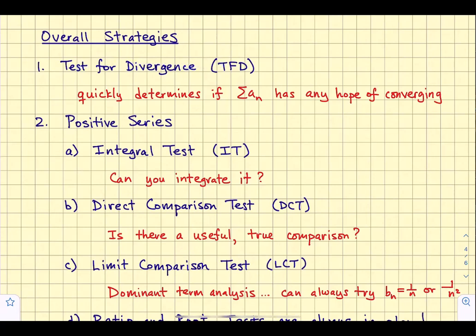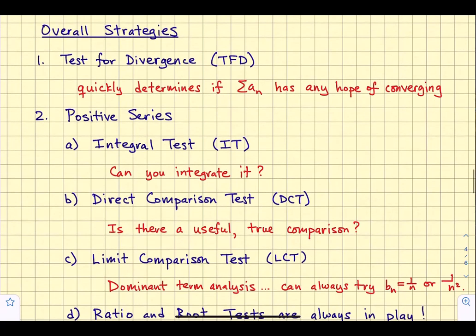So the test for divergence just says that if the nth term does not go to 0, then the sum of the a sub n must diverge. So this quickly determines if a given infinite series has any hope of converging. If the nth term does not go to 0, the series is going to diverge, and you can just stop there. So always quickly and mentally check the test for divergence right when you're given a series.